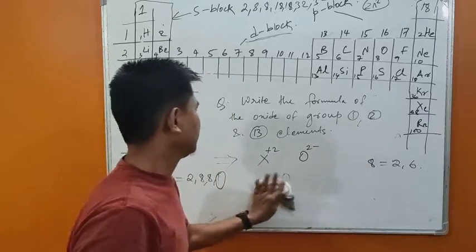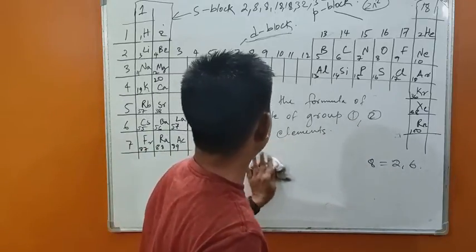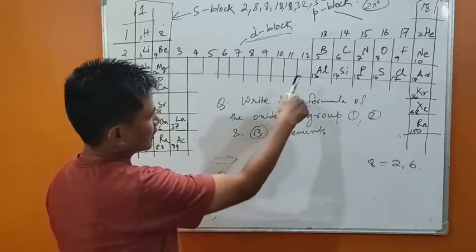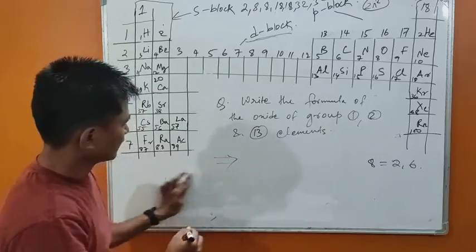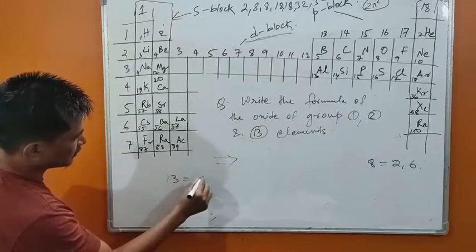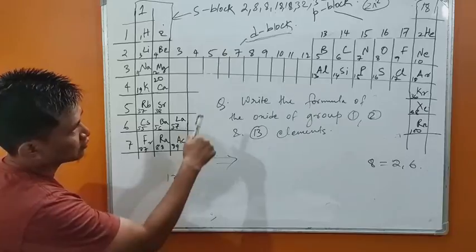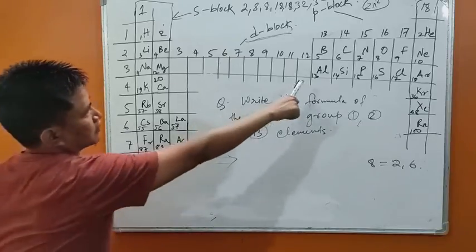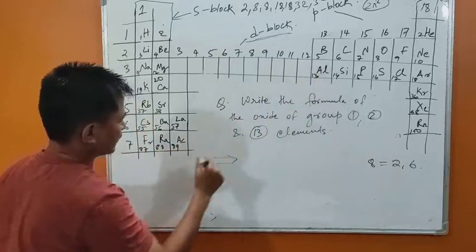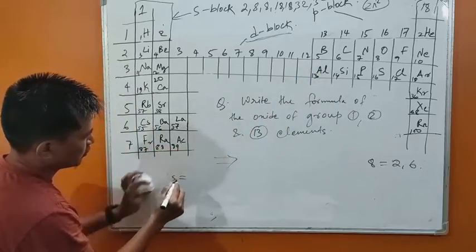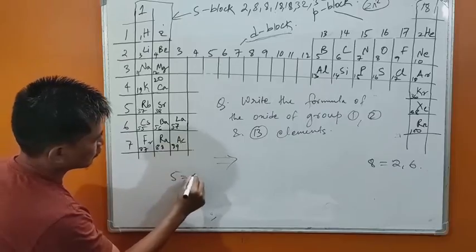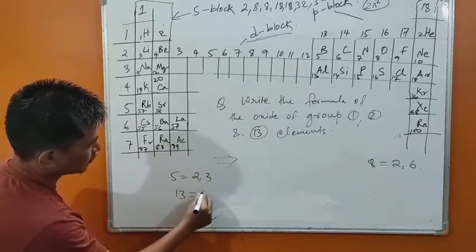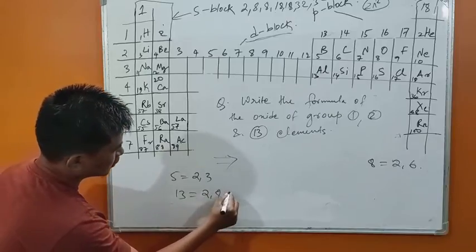Okay, now the formula of oxide from group 13. Let's check. Group 13 means atomic number 5 or 13. Atomic number 5 is boron, that means 2, 3, isn't it? And 13 is aluminum, 2, 8, 3.